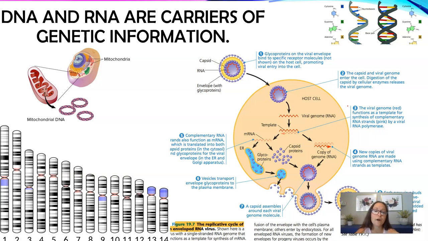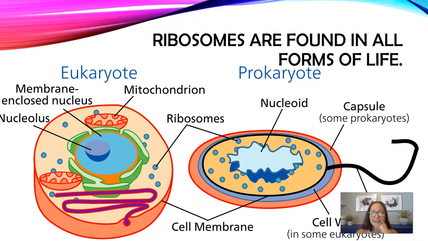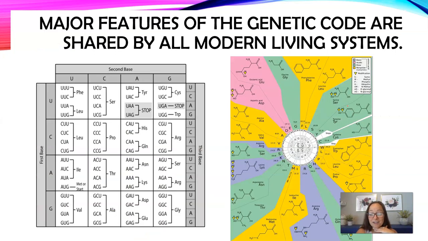But we also have RNA carrying the protein sequences for protein synthesis too. Ribosomes are found in all life. So we find ribosomes that read our genetic information. Well, they don't really read it, but they read the mRNA to build the proteins. Those are found in both prokaryotes and eukaryotes.